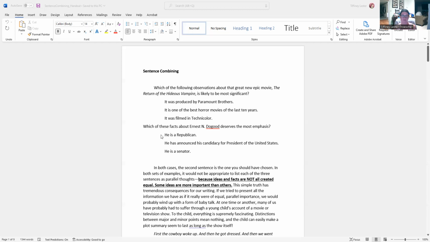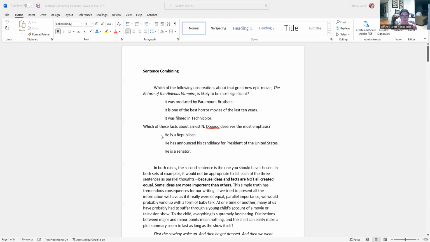So let's look at another set of examples. This is about Ernest N. Dugood. Again, which one do you think is the most important fact? He is a Republican. He has announced his candidacy for President of the United States, or he is a senator. Good to know that he's a Republican. Good to know that he's a senator. But what seems to be the focus of this group? The fact that he's announced his candidacy for president.